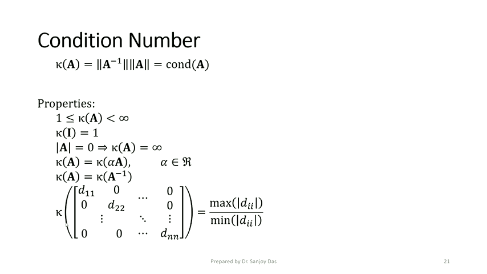Okay. Now the condition number of this diagonal matrix, with D11, D22, and Dnn, these are the diagonal elements which are non-zero, and all the non-diagonal elements are zero. The condition number of this is the maximum of dii divided by the minimum of dii.